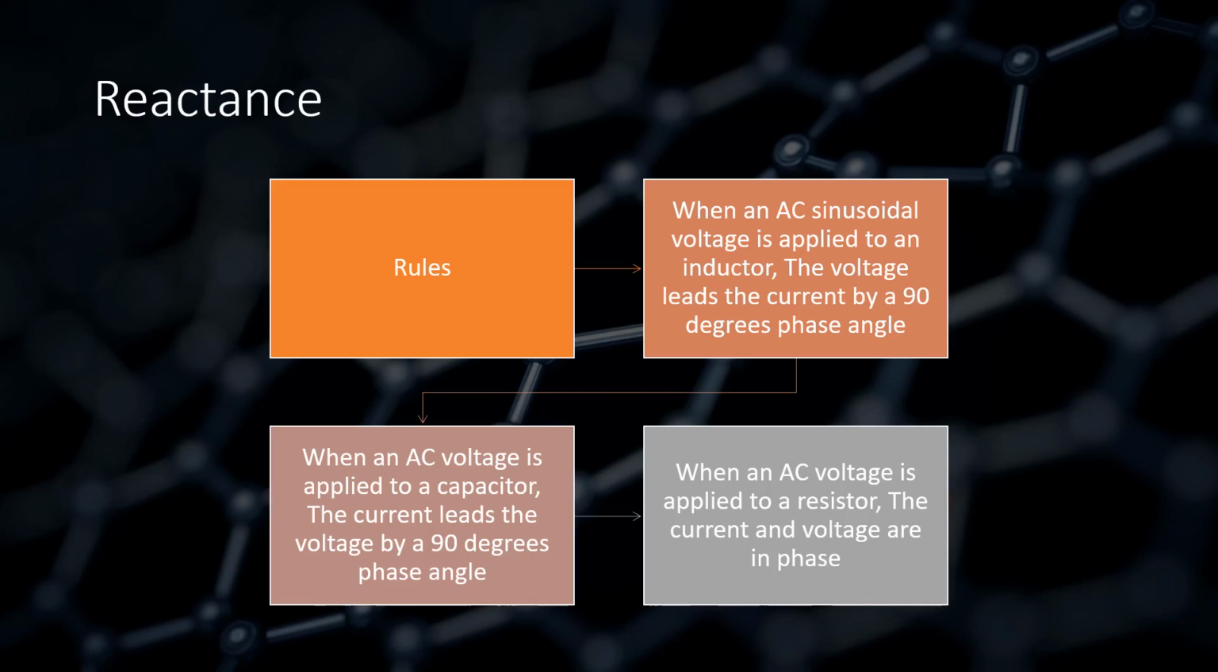Let's look at some rules for reactance. When an AC sinusoidal voltage is applied to an inductor, the voltage leads the current by a 90 degree phase angle. Very similar, when an AC voltage is applied to a capacitor, the current leads the voltage by 90 degrees. Whereas when an AC voltage is applied to a resistor, the current and voltage are in phase.